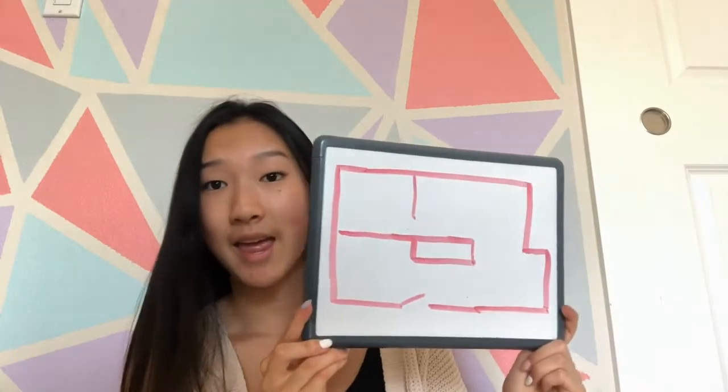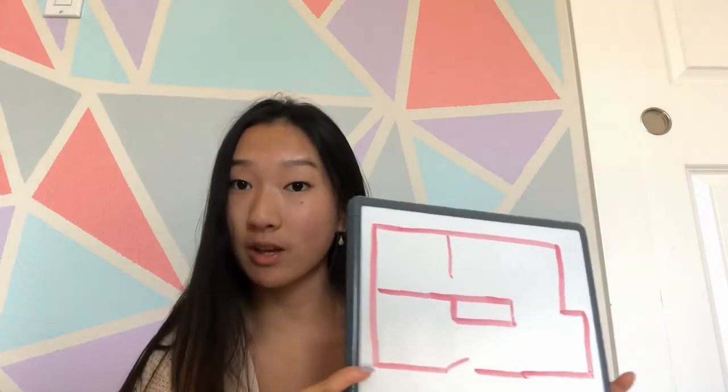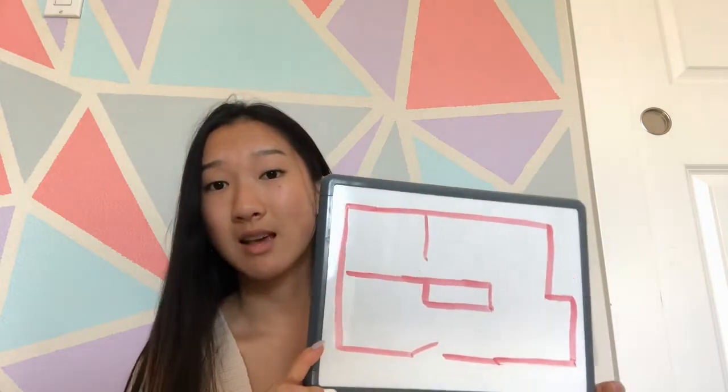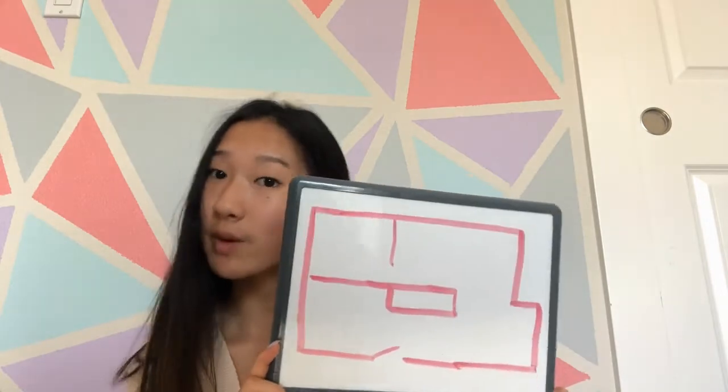Okay, so here I have a map of my house, and it honestly is not very helpful. If I had to tell my friend, hey, can you go get the book in my room? They would have no idea where the book is, they would have no idea where my room is, and this map really doesn't do much except tell her where the walls are. So how can we make this better?